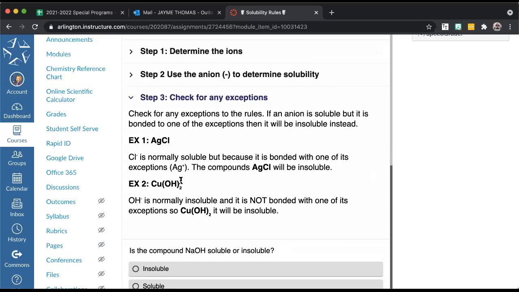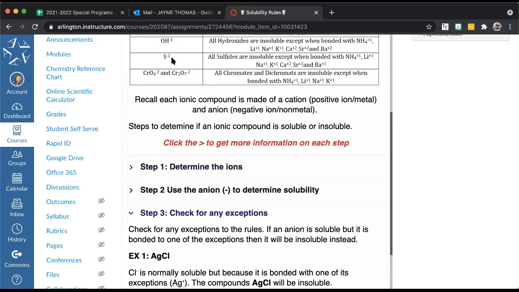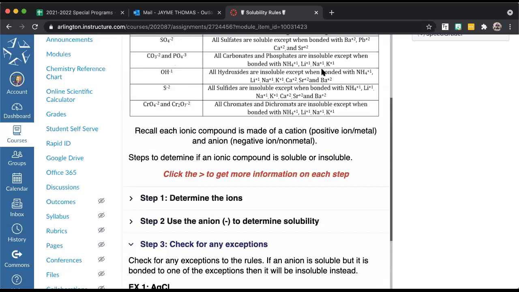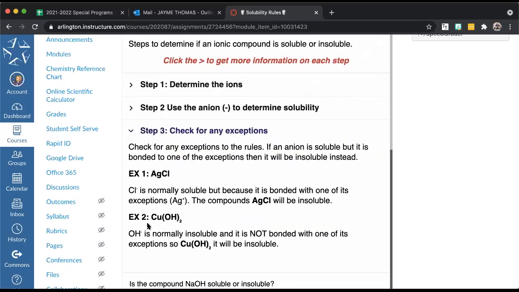Now on the second one, we said that hydroxide is normally insoluble. And if we look at the list of exceptions here for hydroxide, there are several of them, but copper is not one of them. So it is not bonded with an exception. That means it's going to follow its normal rule and it will stay insoluble.